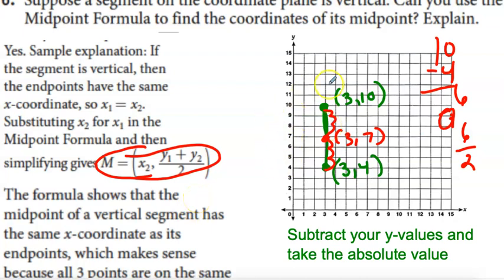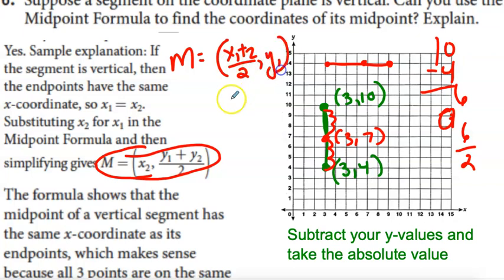If you have a horizontal line, this is a good question. Okay, so in this case, your x values will change, sorry. Your y values will not change. So this is what it would be for a horizontal line. Okay, so in a vertical line, your x values are not going to change. In a horizontal line, your y values are not going to change. Hence, no need to add them and divide by 2.